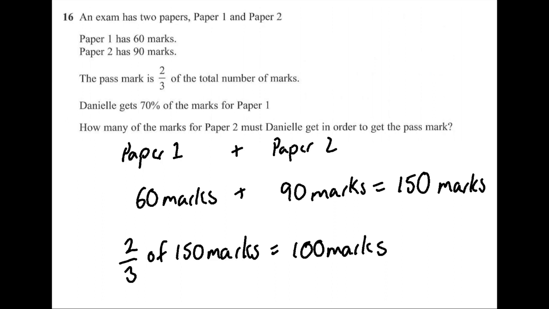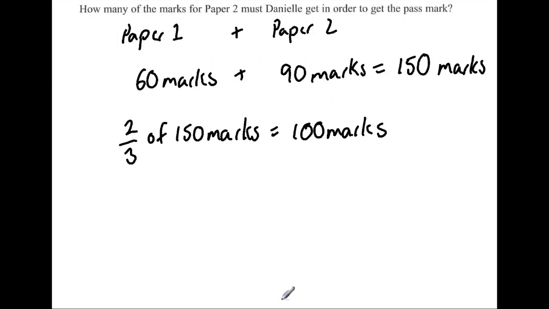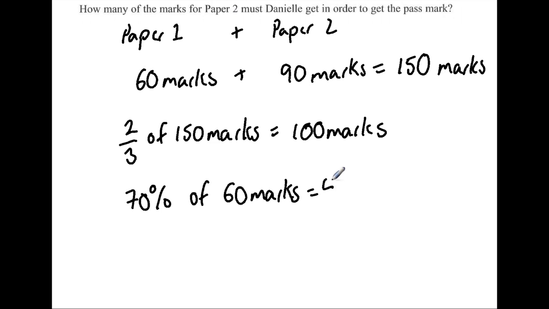Now it says in the question, Daniela gets 70% of the marks for paper 1. So we need to find what 70% of paper 1 is. So 70% of paper 1, which was 60 marks. So Daniela scored 42 marks in paper 1.